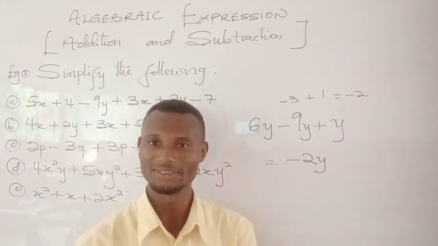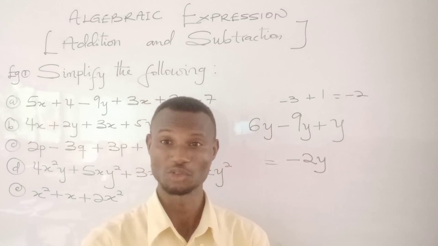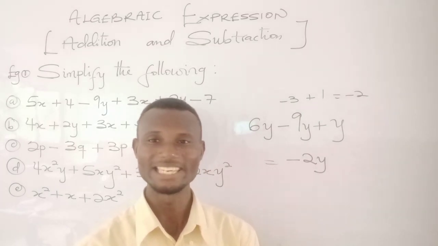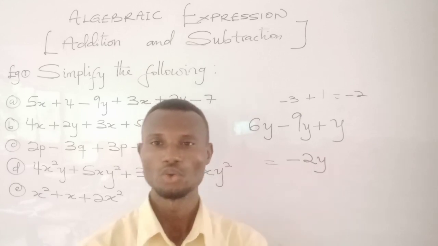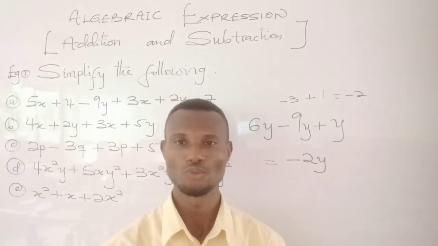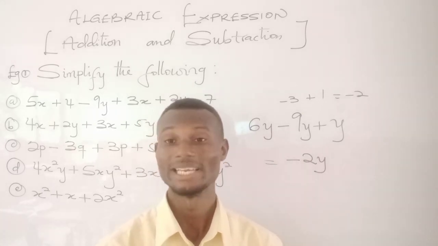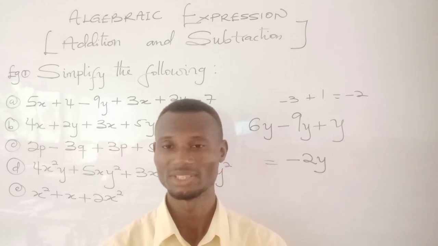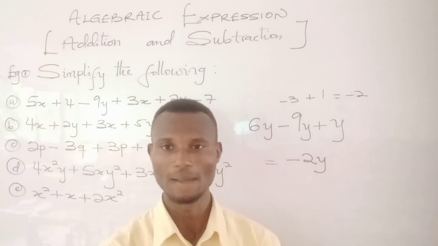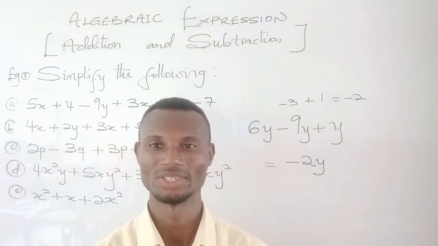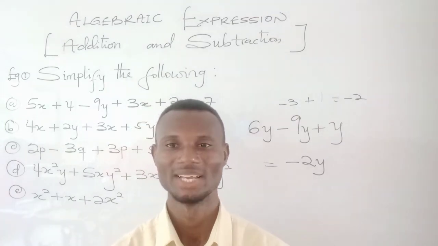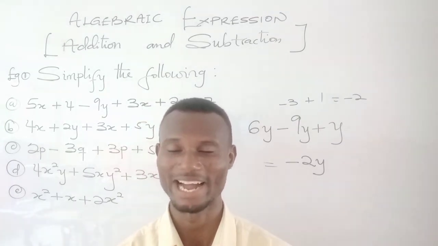So this is how to handle addition and subtraction of algebraic expressions. Now what if we have the case where you have different variables in the question? What do we do? Then it means we need to group like terms. In the case where you have different variables in the question, what you have to do is group like terms. So I'm going to take two examples to explain it to you before we proceed and handle the examples that I have on the board.